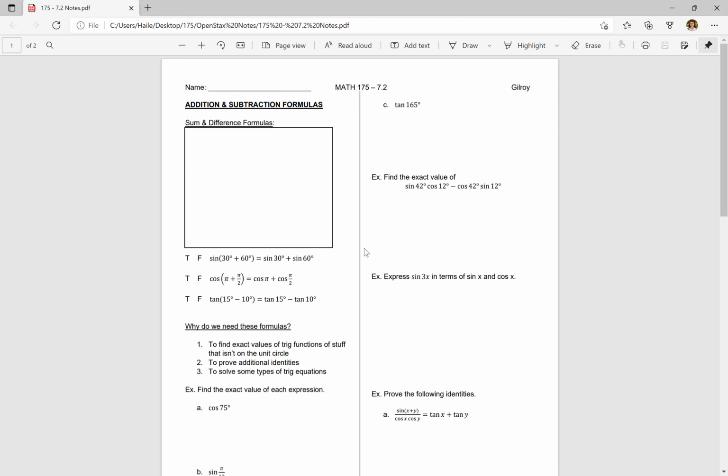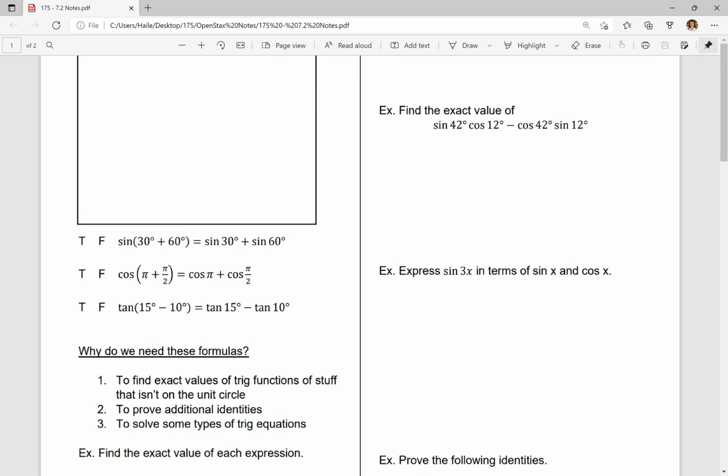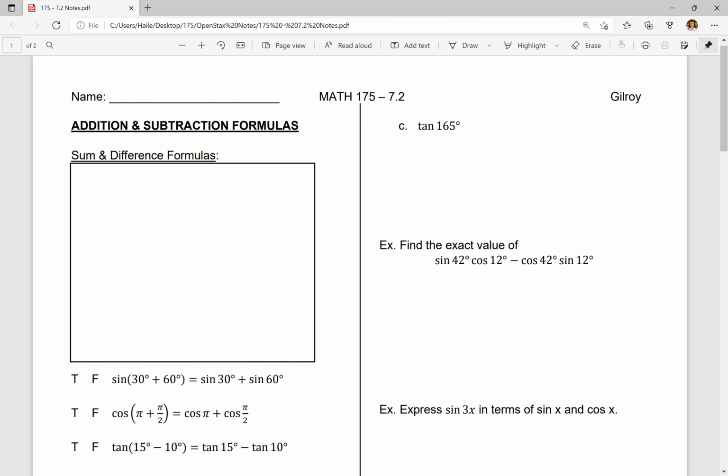In this video, we're going to start talking about some more formulas when it comes to trig functions. So in 7.2, we're going to be talking about sum and difference formulas. Basically, what these are used for is if you have the sine, cosine, or tangent of a sum or difference of angles, then we have a way to evaluate that.